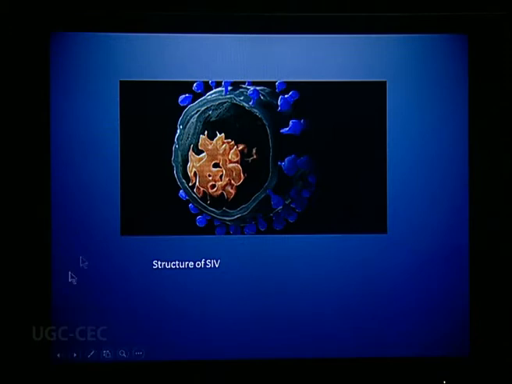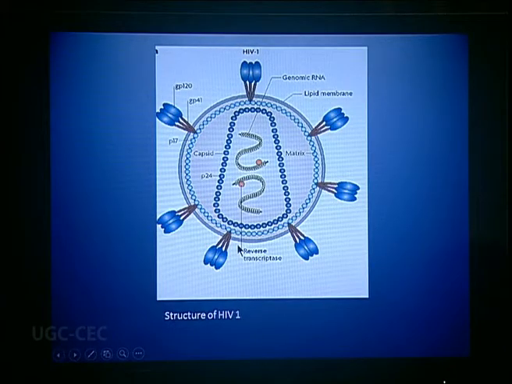And this was the original virus of SIV or simian immunodeficiency virus, which is considered to be the precursor of HIV or HIV-1. And this is the structure of the HIV-1. You can clearly see the projections are there. The wall coat is there, the inner wall is there, and also the capsid and the enzymes. So typically the structure of HIV-1 is there.